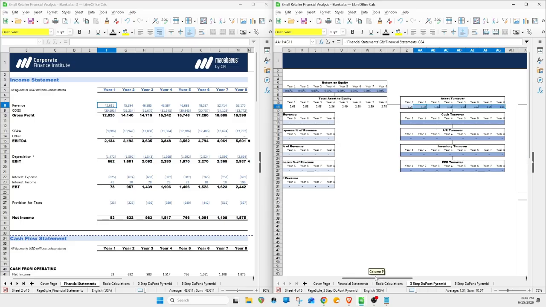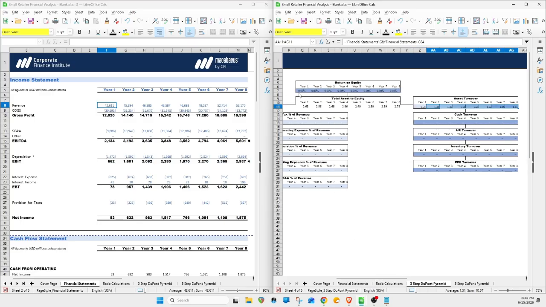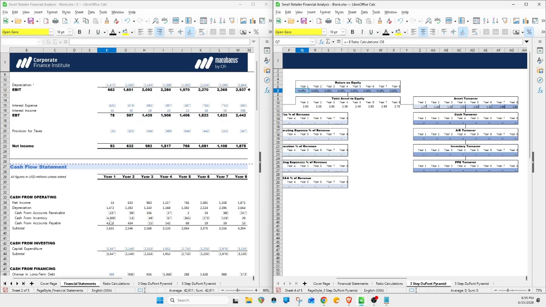Here the trend is consistently positive. Turnover rises from 1.27 in year 1 to 1.65 by year 8. This shows improving operational efficiency. Assets are being used more productively each year.